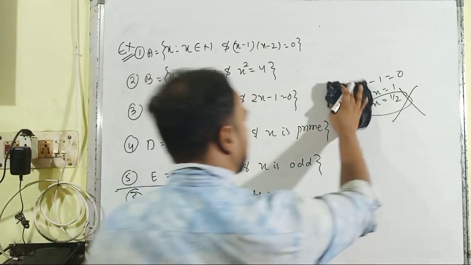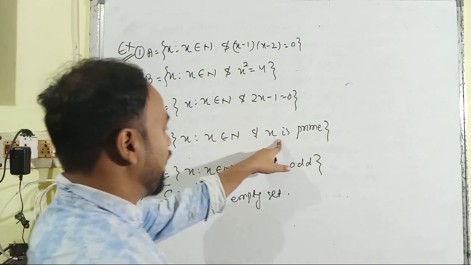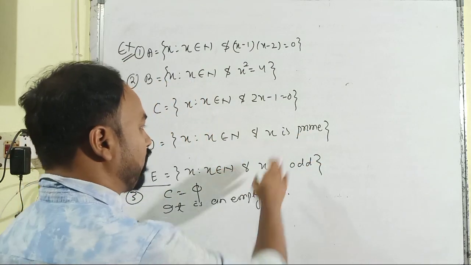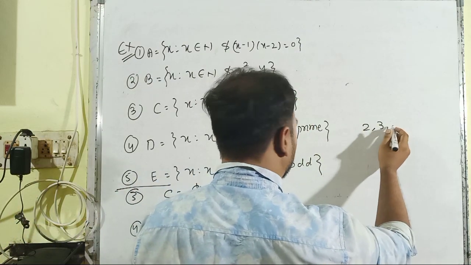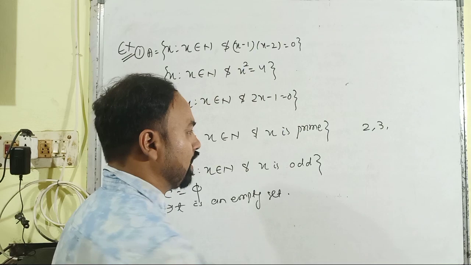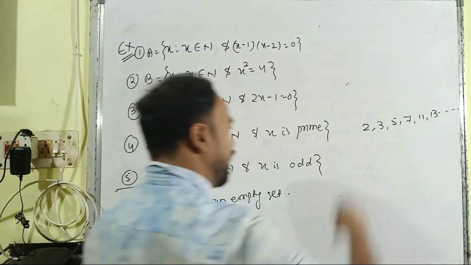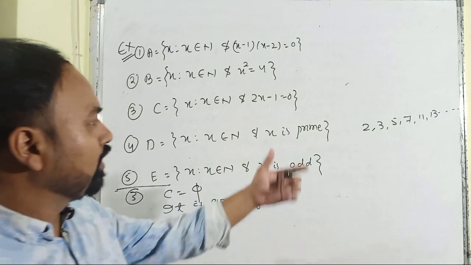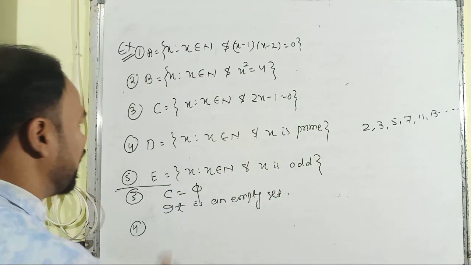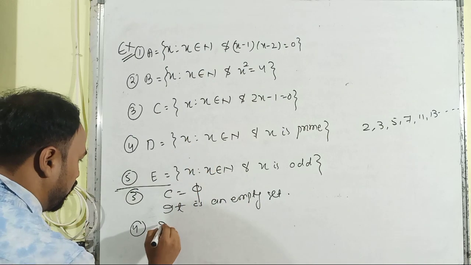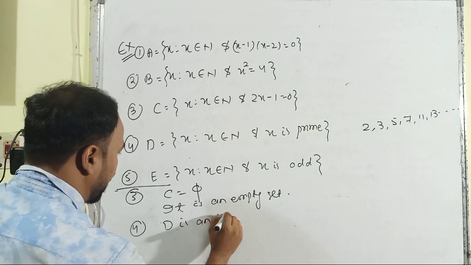The fourth question is given that x belongs to natural numbers, and x is a prime. It must be prime and also a natural number. So we can find infinite numbers of elements: 2, 3, 5, 7, 11, 13, and so on. Infinite numbers are there, and they must be prime and natural numbers. So it is an infinite set. So set D is an infinite set.